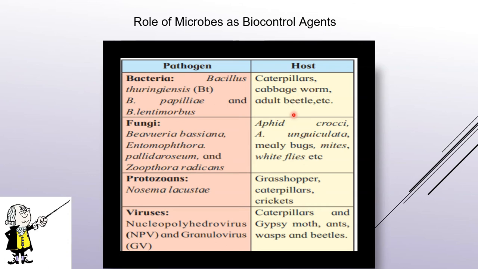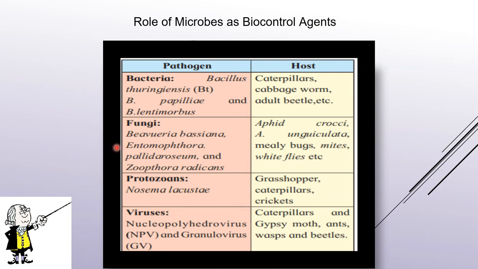What this topic wants to explain is that instead of using any harmful chemicals like pesticides, insecticide, you directly use microorganism as a biocontrol agent. We know that our farm has been infected by many insects. Got it? So, to kill those insects, we use many pesticides. Instead of that, if you want to kill caterpillars, cabbage worm, adult beetle, you directly use the culture of Bacillus thuringiensis, Bacillus papillae and Bacillus lentimorbus.